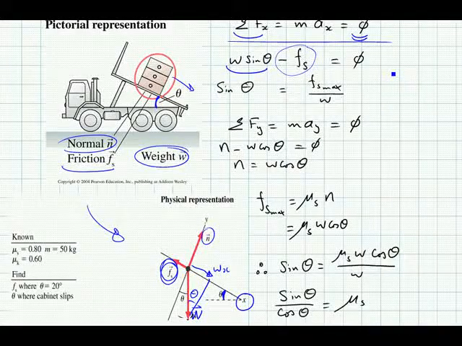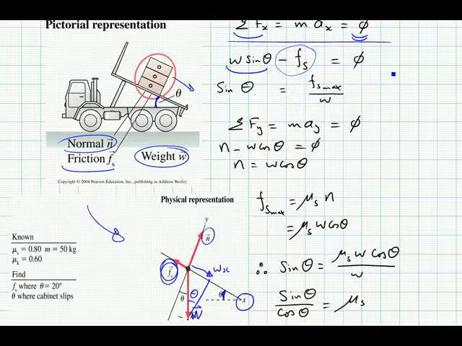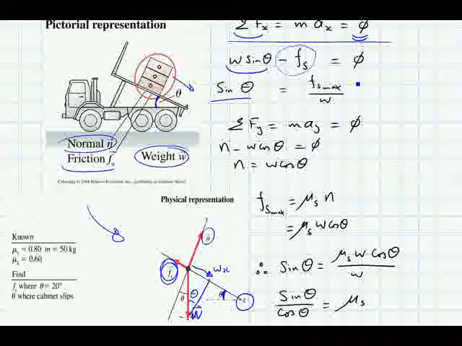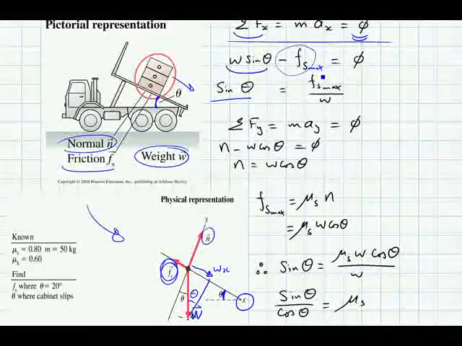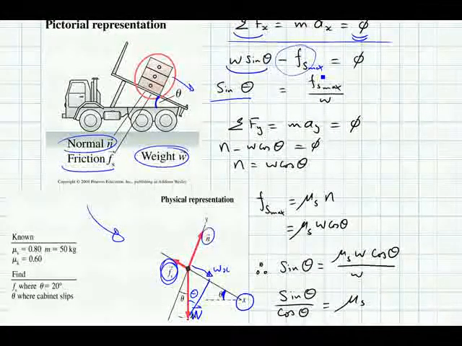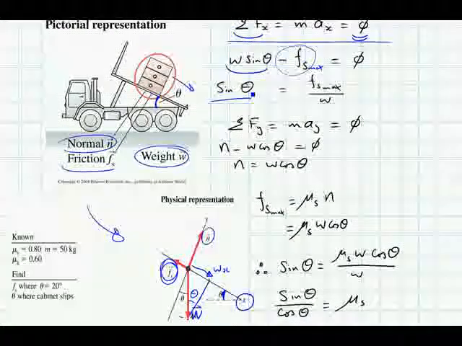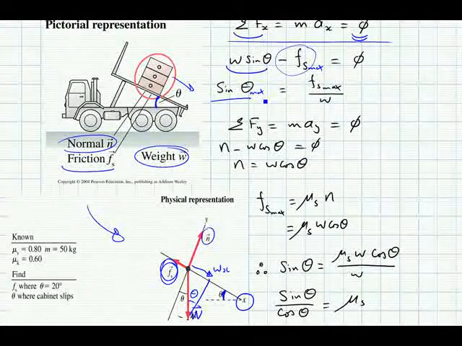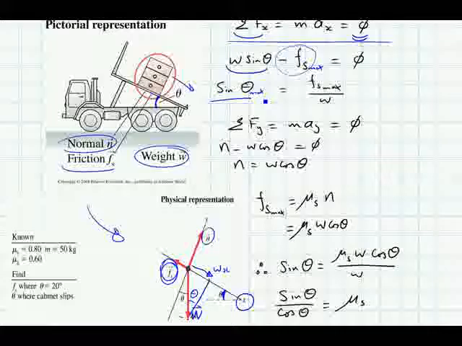So W sine theta minus Fs must equal 0, which gives us W sine theta equals Fs max. Here we are interested in Fs max, of course, for the maximum angle. The maximum angle that we are interested in is when the static friction force is maximum.